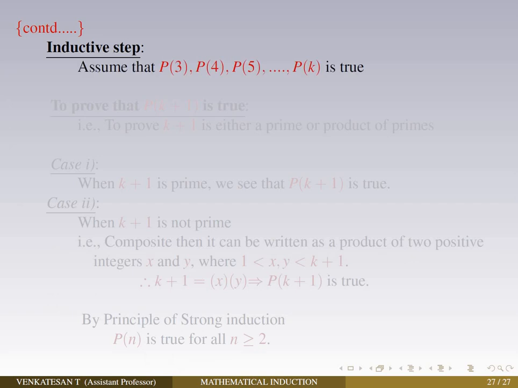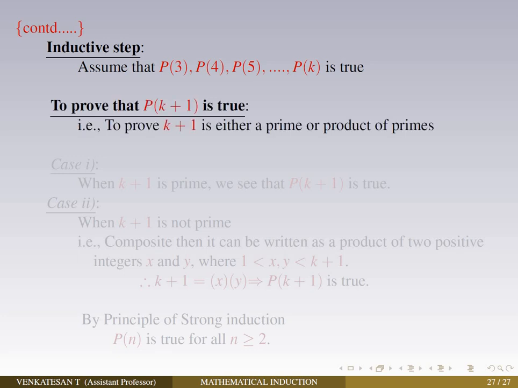Next, in inductive step, as I said, we are going to assume that for the integers up to k, all the values are true, so that P of 3, P of 4, P of 5, etc., up to P of k is true. Next, we want to prove P of k plus 1 is true. That is, to prove k plus 1 is either a prime number or product of prime numbers. So we have two different cases now. In case 1, if k plus 1 is a prime number, that is a trivial case. No need to prove anything. We get the result directly.